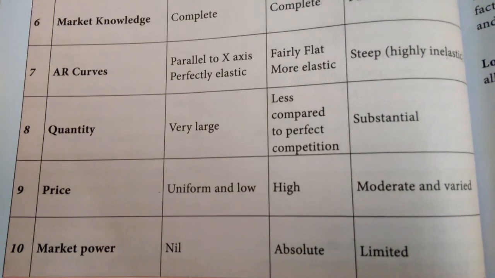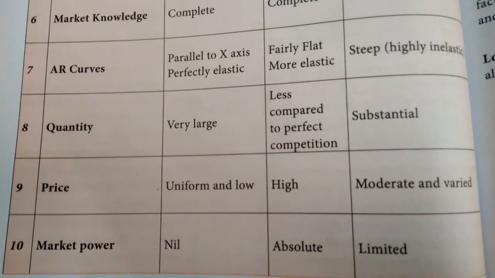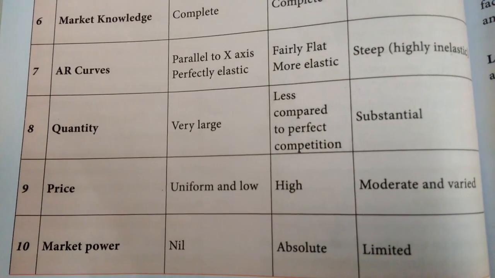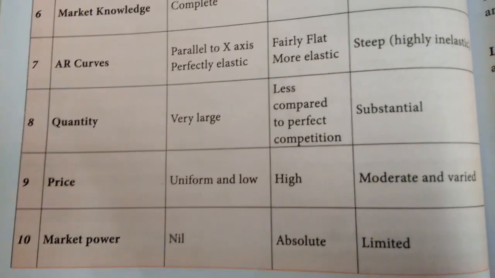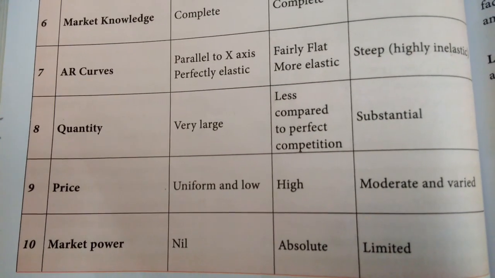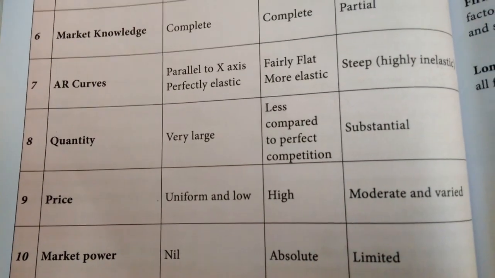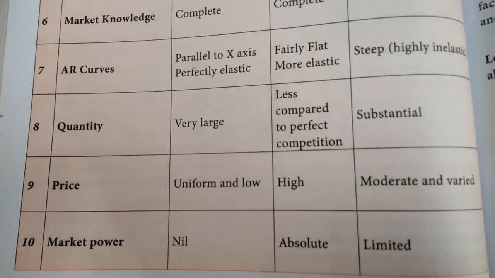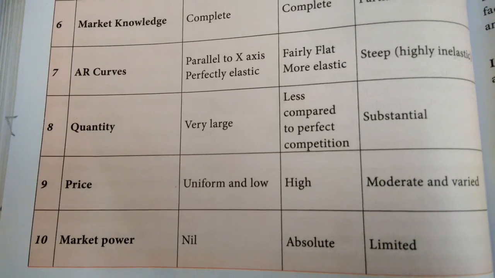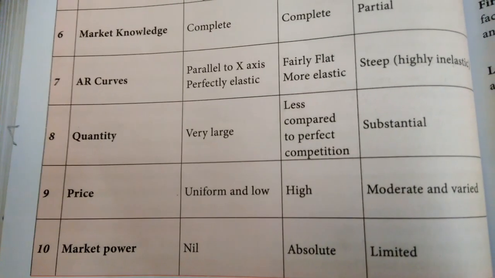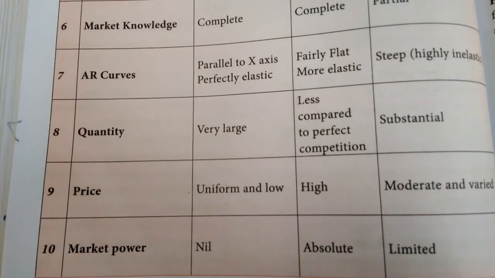Next, market power. In perfect competition, the market power is nil. Sellers have no market power, because on the basis of demand and supply only the price is decided. But in the monopoly market, the monopolist alone has absolute market power. In monopolistic competition, limited market power is held by the firms, and the market power is also decided on the basis of other competitors.